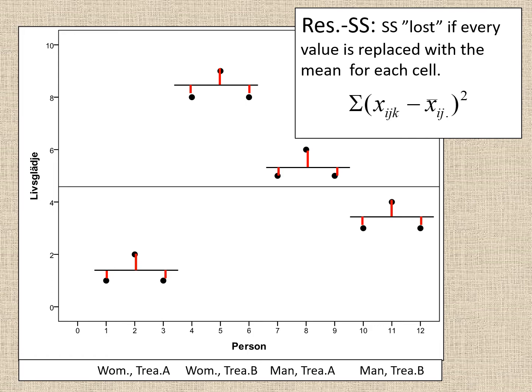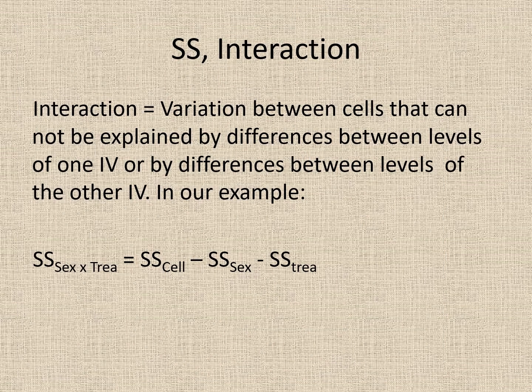Now we have to calculate some more things. Sum of squares for the interaction. How much of the variation in the dependent variable can be explained by the interaction between the two independent variables? We have variation between the cells, and the cell here is the combination of sex and treatment. Why do we have variation between the cells? What could have caused the difference between the cells?